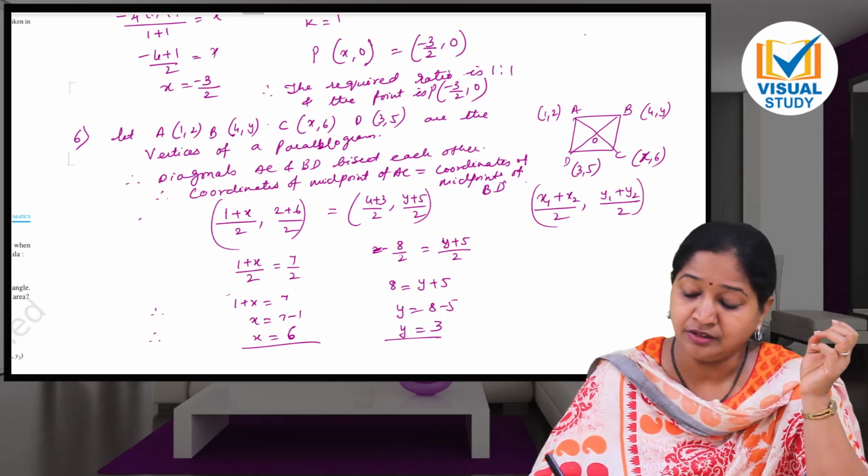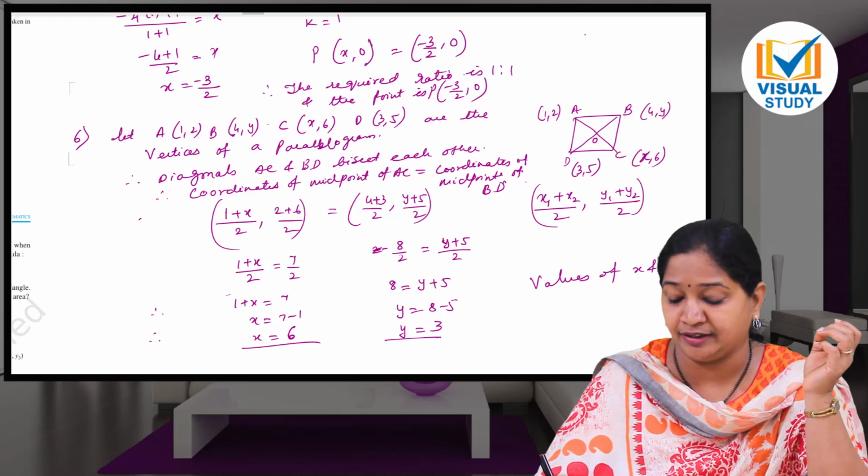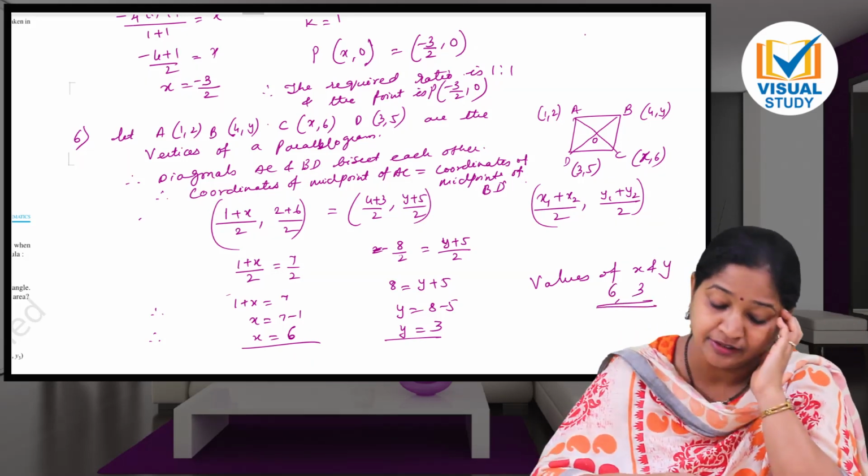So we get the values of x and y as 6 and 3.